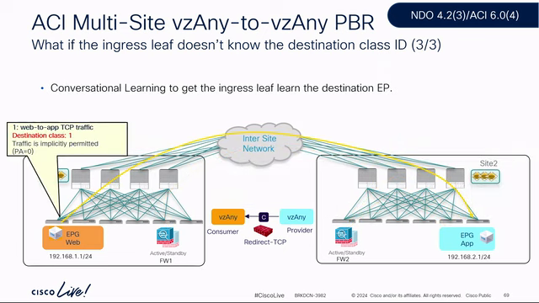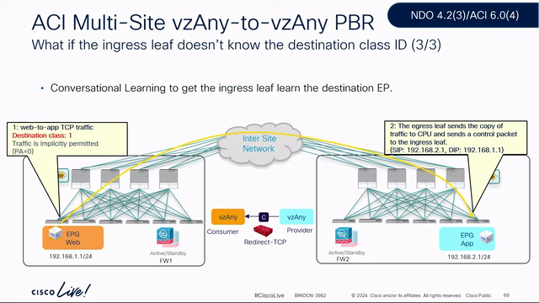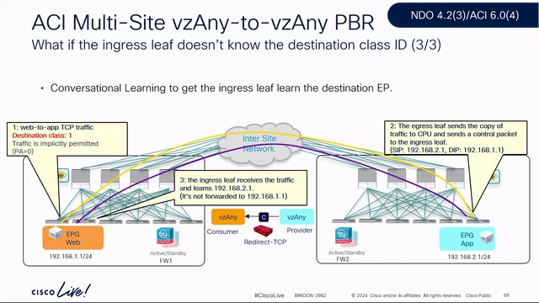At the same time, we generate a conversational learning packet. In this case, 1.1 to 2.1 is the original traffic that was not enforced. Then we need to get the ingress leaf to learn 2.1. Then the control packet, source IP is 2.1, destination IP is 1.1. Then the ingress leaf in site 1 can learn where 2.1 is and what the class ID of 2.1 is. So unnecessary traffic hairpinning happens just until conversational learning is done.